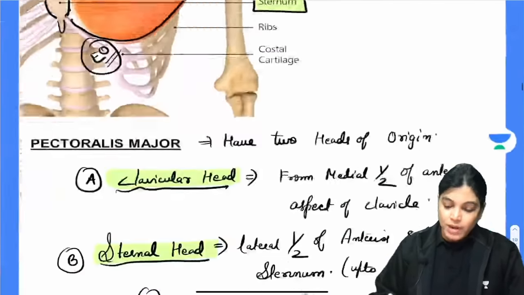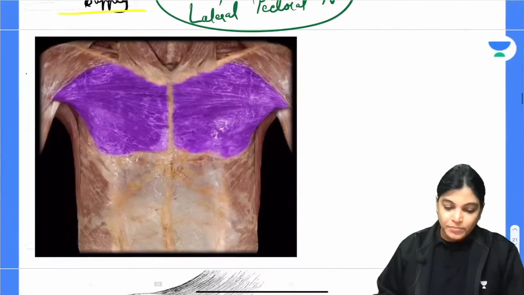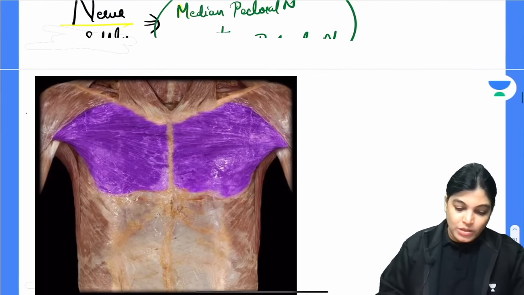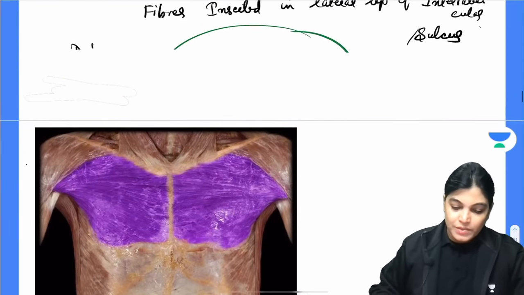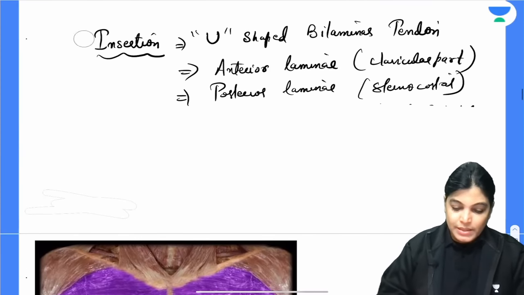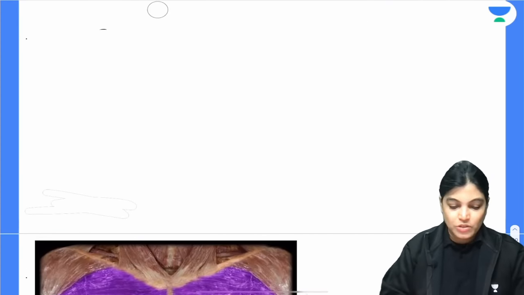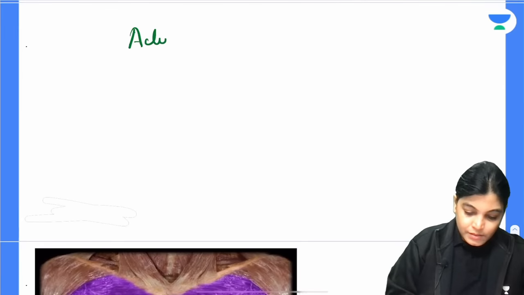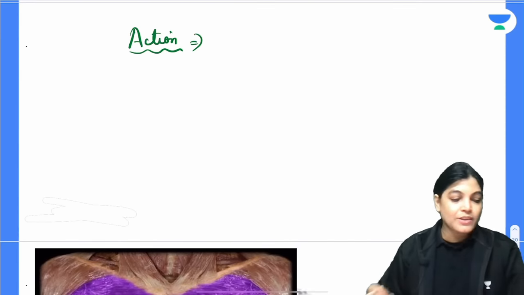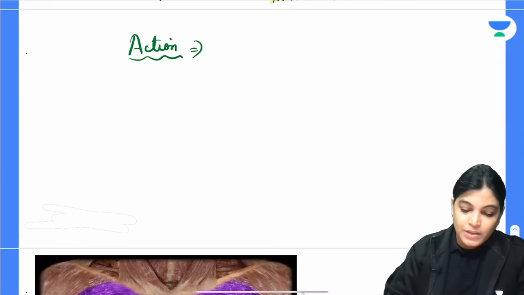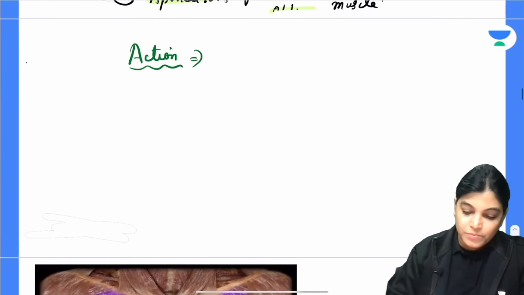Now let's talk about pectoralis major muscle action. Before that, I would also like to show you this cadaveric image. Let's talk about the action first, and then we will move on to the discussion of this cadaveric image. For understanding the action of pectoralis major muscle, first it is important to know that it has two heads, the clavicular head and the sternal head. So we will know the actions of both.